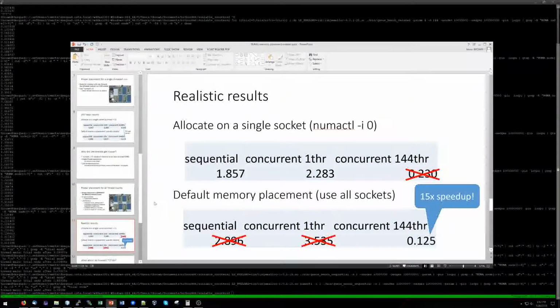And so how do we get realistic results? Well, we have to run allocations on a single socket for sequential and concurrent single-threaded, and we have to run the default memory placement where we use all sockets for the concurrent 144 thread run. And if we take those numbers, we end up with a nice, reasonable 15x speedup for 144 threads over the optimized sequential algorithm.